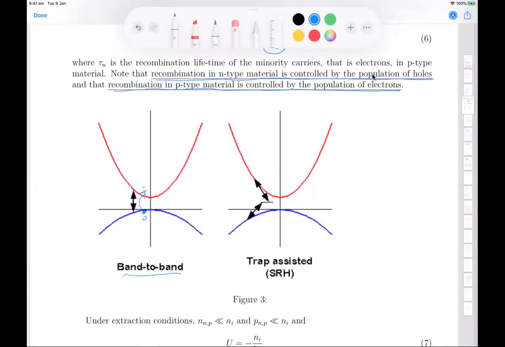It's also possible to make this recombination rate faster by putting in an impurity in the semiconductor that has an energy level somewhere in the band gap. This then allows an electron to more easily jump into the trap level, the impurity level, and then jump into the conduction band. So this increases the rate of recombination. And this is called trap assisted or Shockley-Read-Hall recombination.